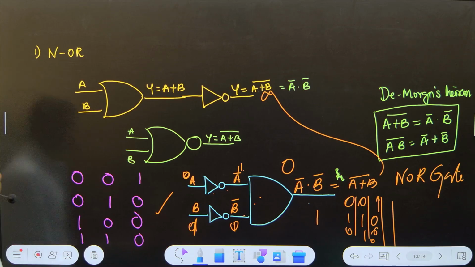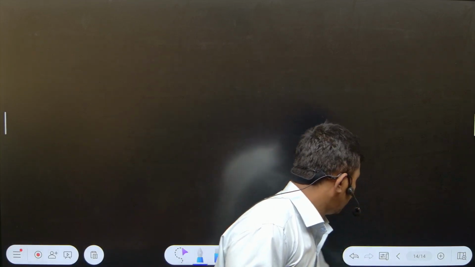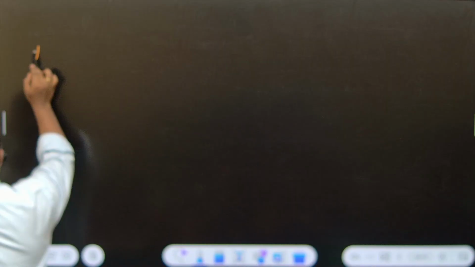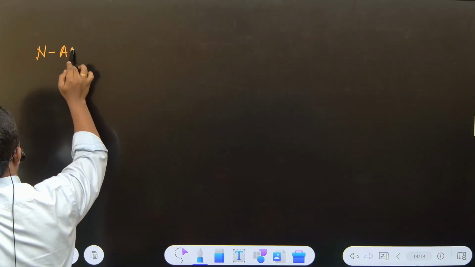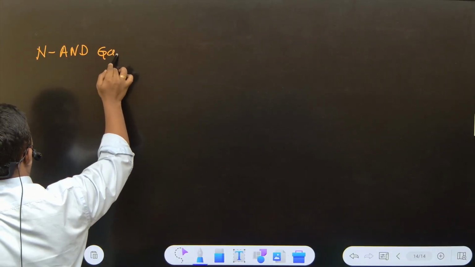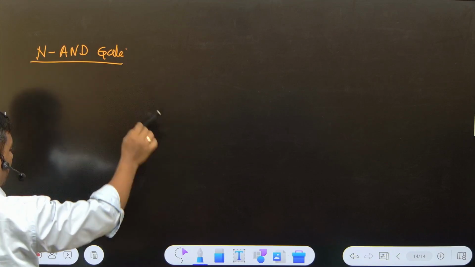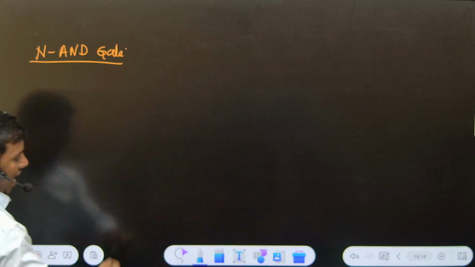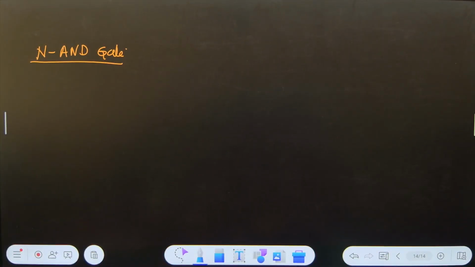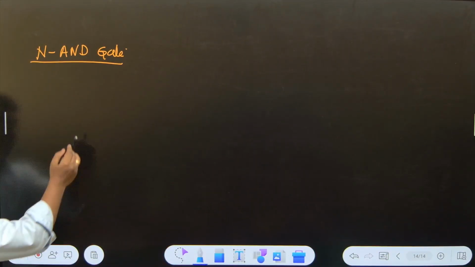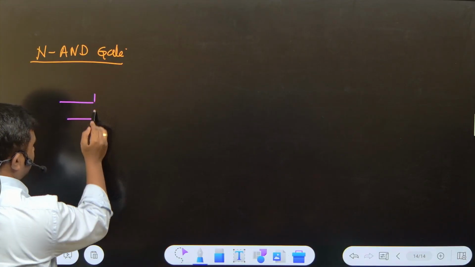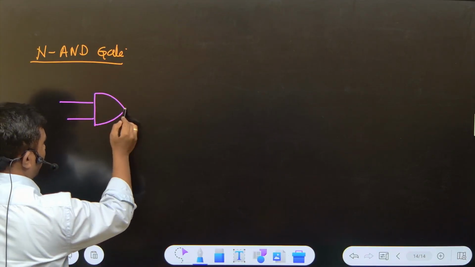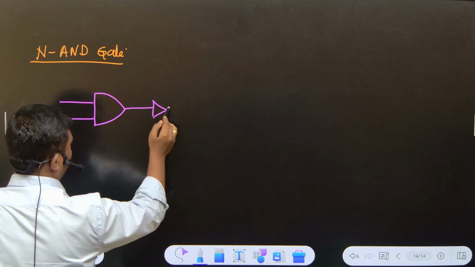Can we do one more? NAND gate. Not AND gate. Not of AND gate. Also known as NAND gate. So the AND gate output, take the opposite of it. Simple. So there should be an AND gate, then followed by what? NOT gate.